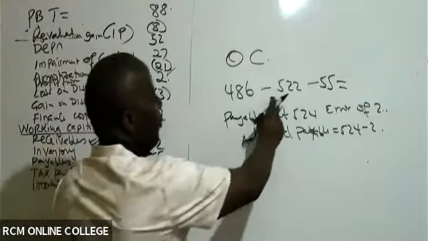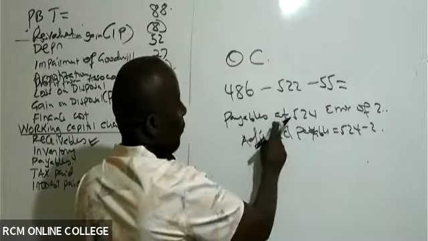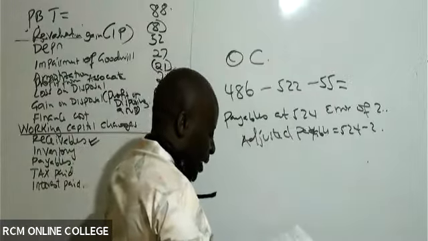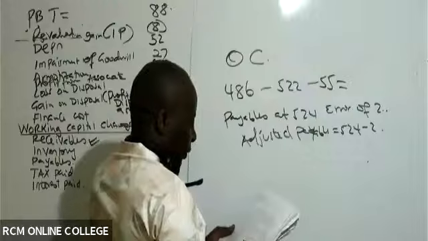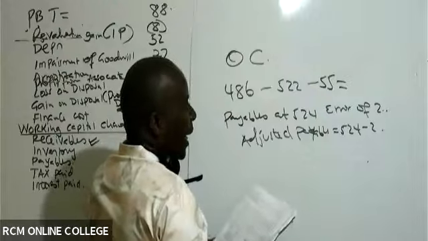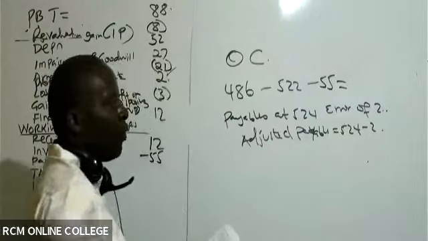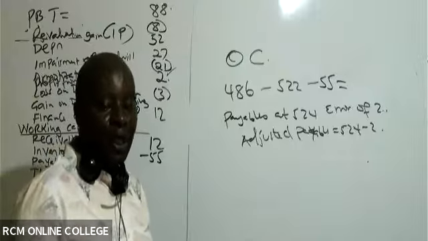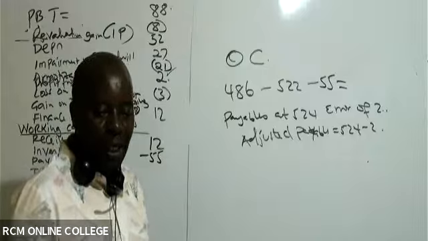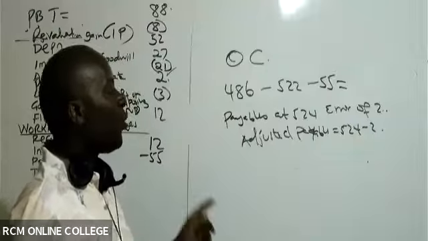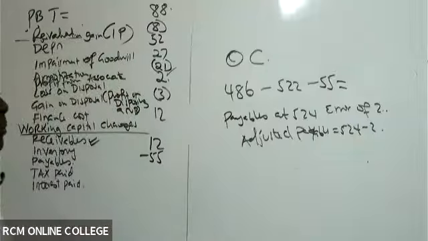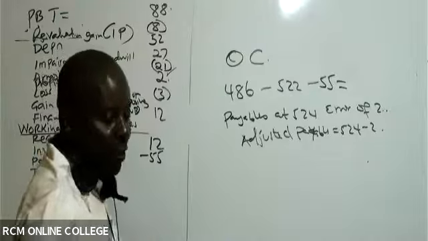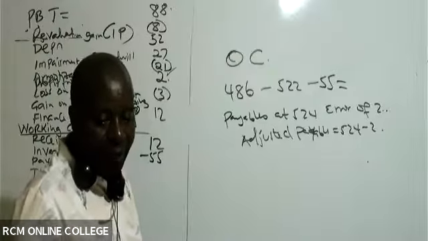522. So payables is at 524. As we say here, it's 524. But there is an error of 2 because of misclassification. And therefore, the adjusted payables will be 524 minus what here? Minus 2. So then 486 minus 522 minus 55, that will end up giving me what figure?